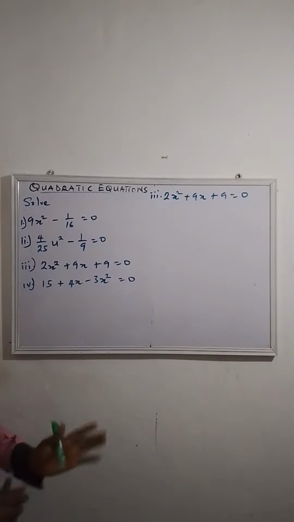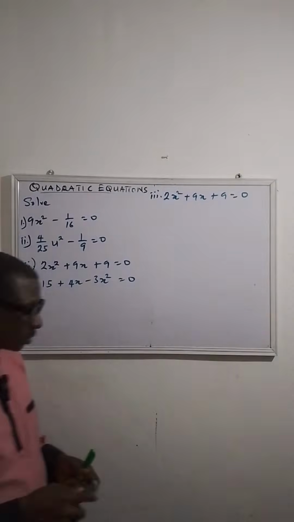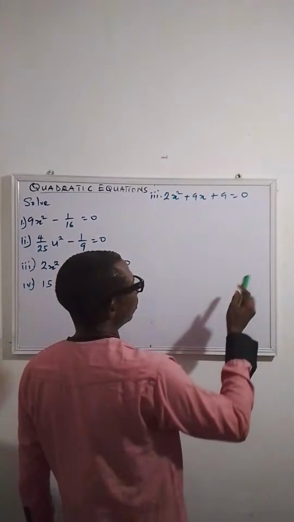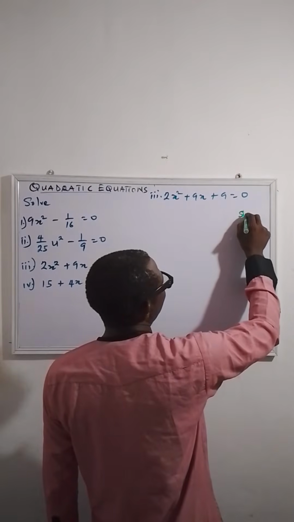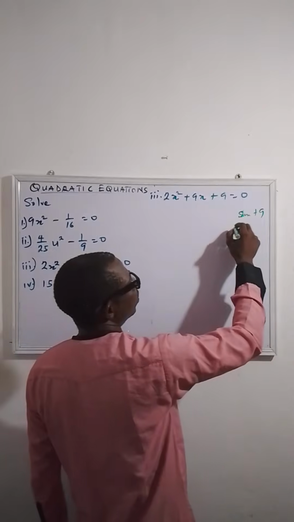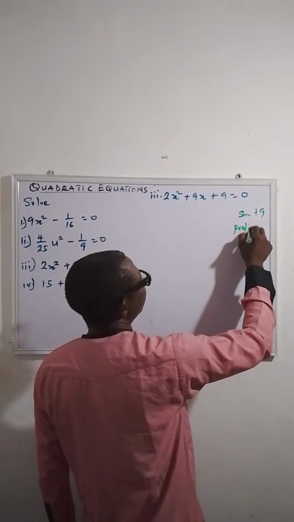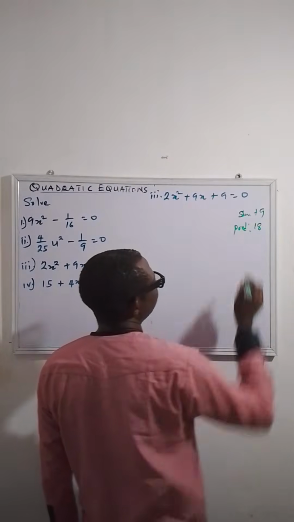Now, what is the first thing to do? You have to identify your sum and product. That's the first thing to do. So what is the sum? What is the product? My sum is plus 9, the coefficient of x. And the product is 2 times 9, that's 18.